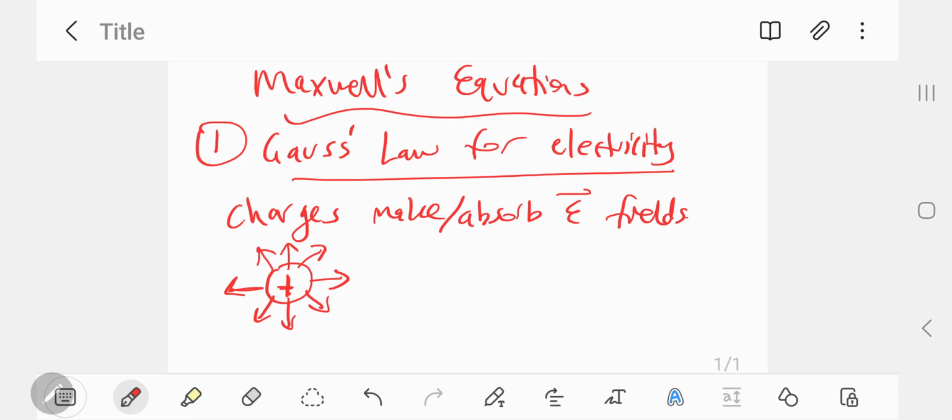Perpendicular to the surface of the charge, right? E with an arrow on top. Negative charges, they eat electric fields. Okay, the field lines, once again, perpendicular. I haven't drawn it well, but anyway. So there are two types of charges in nature, positive charges and negative charges, according to Gauss's law for electricity, and they make and absorb electric fields.